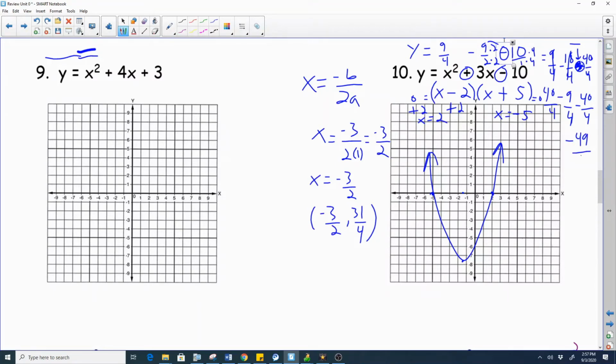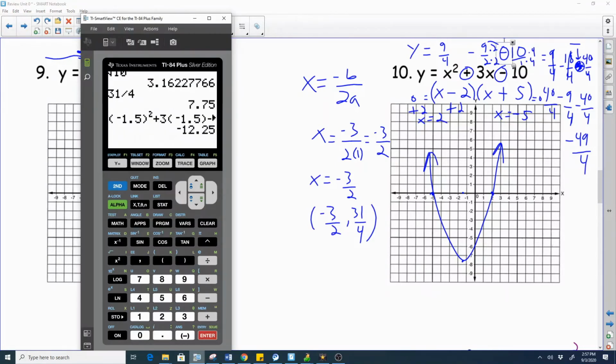This is the worst problem ever. So negative 40 and the 9/4 there. And so let's double check the negative 49/4, that should give us that 12.25. There it is. So it just means we have to go even further.